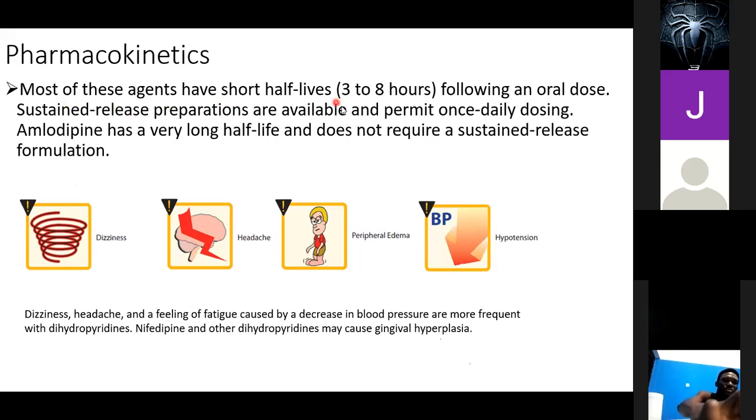So most of these drugs have a short half-life following an oral dose, and you should always remember that there is always a sustained release preparation, and this permits once daily dosing. Now we have amlodipine, which has a very long half-life and does not require a sustained release. It means that when it gets into your system, it's not easily excreted. So please remember some of the side effects here. We have peripheral edema, hypotension, headache, dizziness. So I've summarized that here. And note that nifedipine and other dihydropyridines may cause gingival hyperplasia.